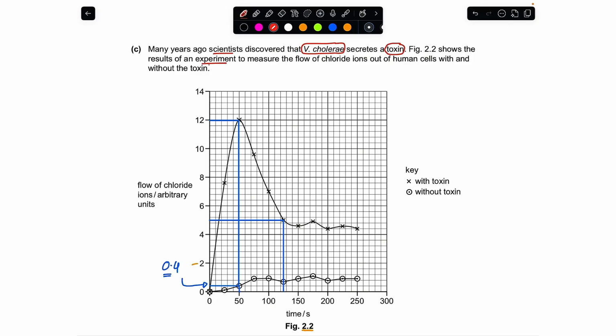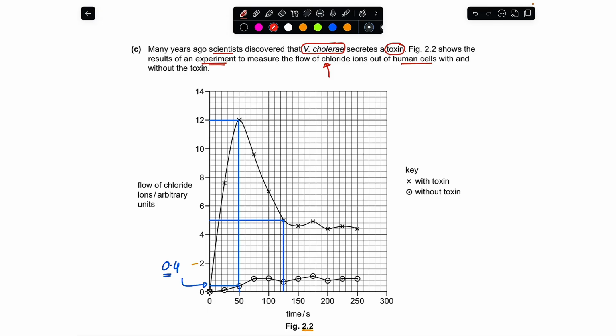They looked at the effect of this toxin, and they are presenting you the results of their experiment. They were trying to see how this toxin that is released by the bacteria can impact the flow of the chloride ions out of the human cells when there is toxin and when there is no toxin.